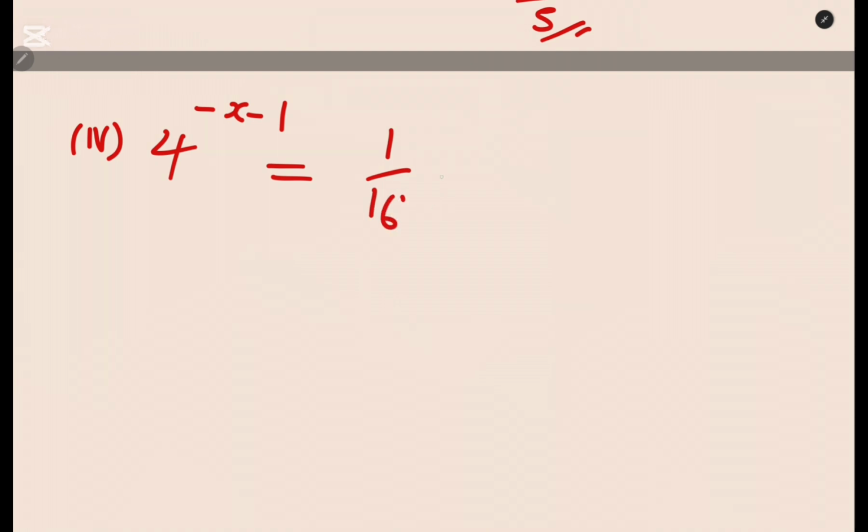Let us have one more example that might appear to be complicated, but of course, we just apply the same concepts. Let us have the fourth example. I've forgotten the numbers. So 4 to the power negative x minus 1 equal to 1 over 16 to the power 3x. How can we solve this one?